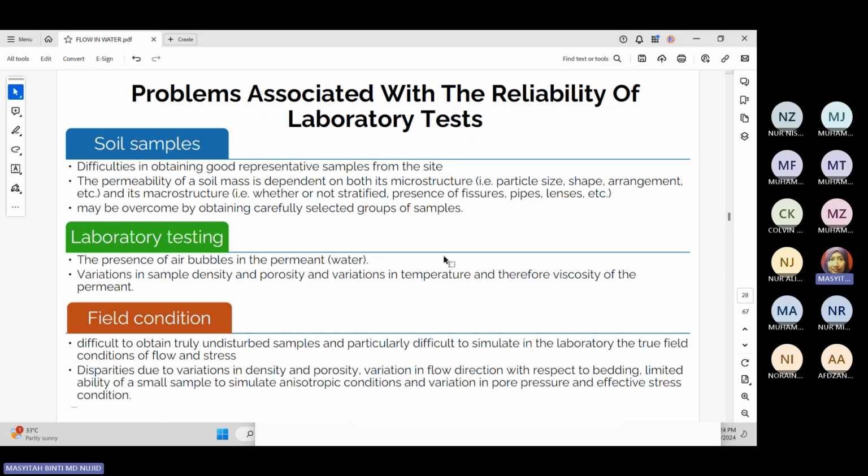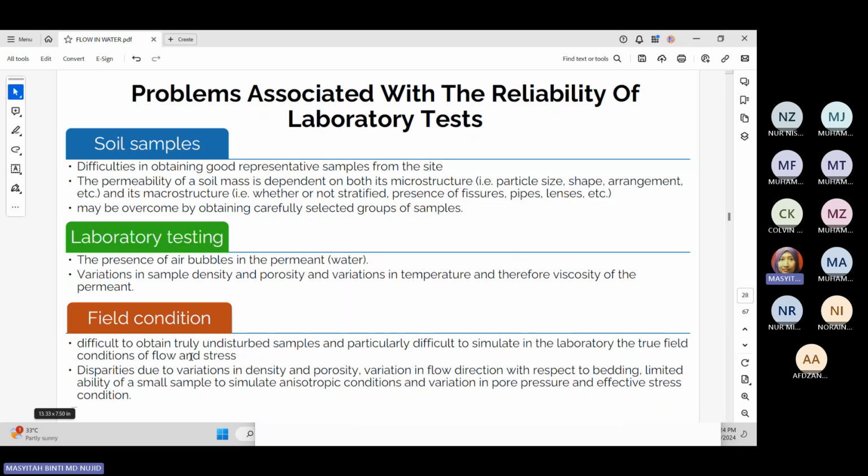Maknanya we have to take sample very careful lah untuk dapat a good sample representative. During the test, the presence of air bubbles in the permanent water, sometimes the variations in sample density and porosity and variations in temperature and therefore viscosity of the water also change.